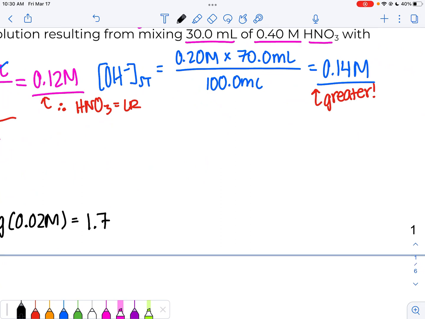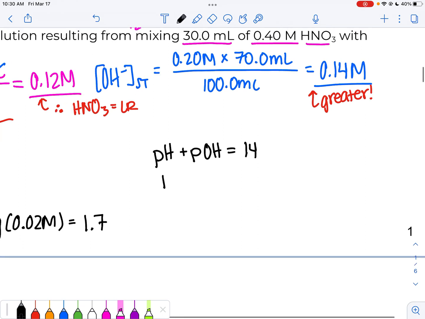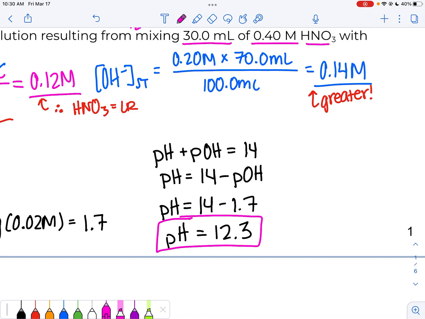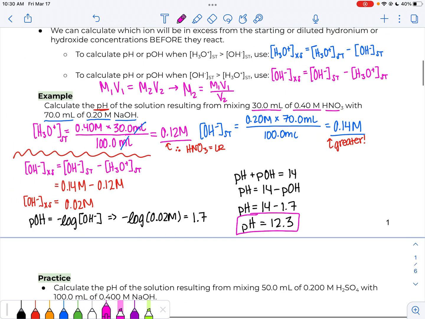All right, now what's the relationship between pH and pOH? Well, we know it's measured on that scale up to 14. So pH plus pOH is equal to 14. If I want to solve for pH, I can take 14 and subtract out my pOH. So my final pH of this solution will be equal to 12.3. Yay! All right, so this is mixing strong acid, strong base.